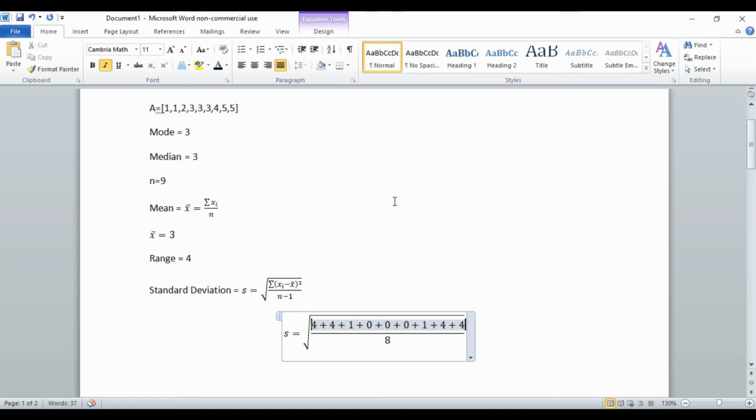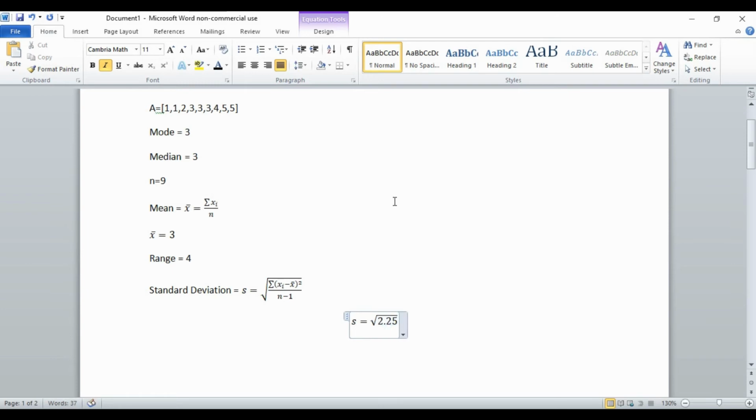So, hopefully you can see that at this point, the calculations by themselves are not anything incredibly difficult. But it is repetitive. 4 plus 4 is 8. 8 plus 1 is 9. 9 plus 0 plus 0 plus 0 is just 9. 9 plus 1 is 10. 4 plus 4 is 8. And so 10 plus 8 is 18. 18 divided by 8 is going to be 2.25.